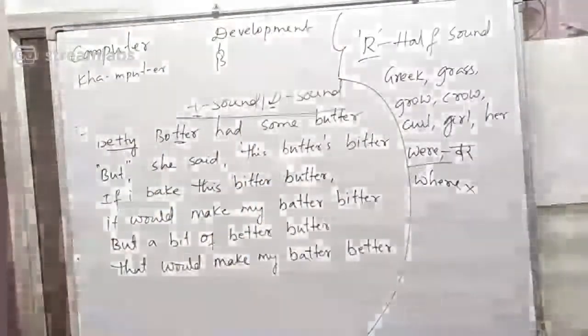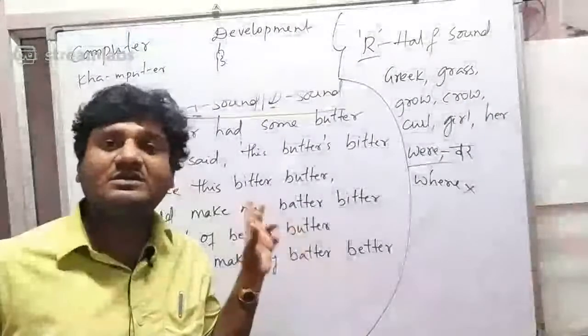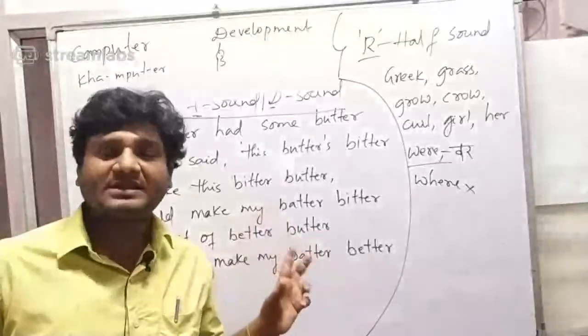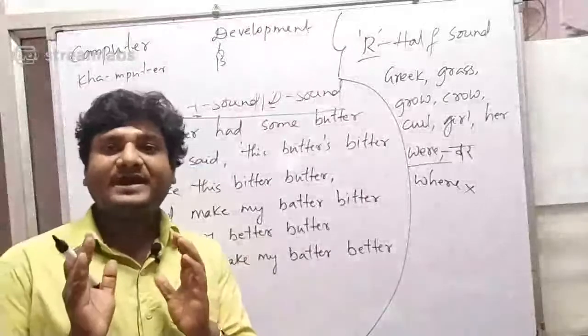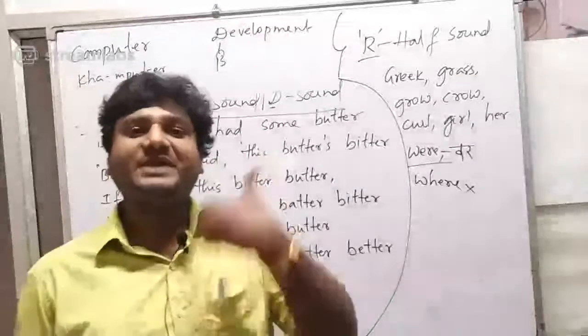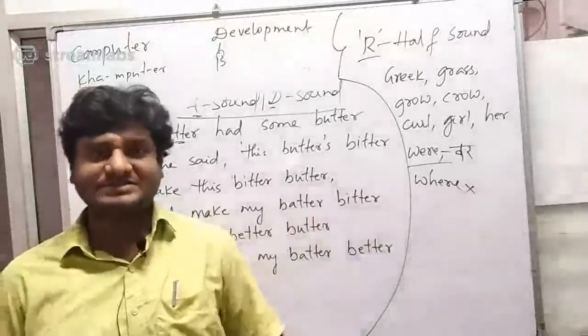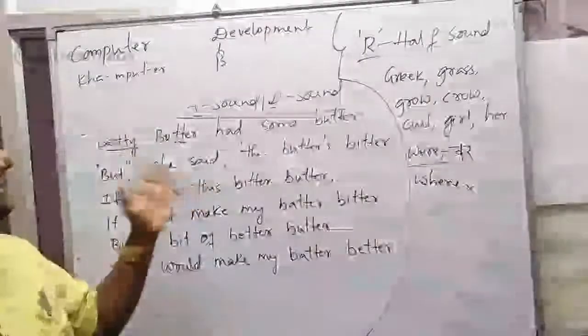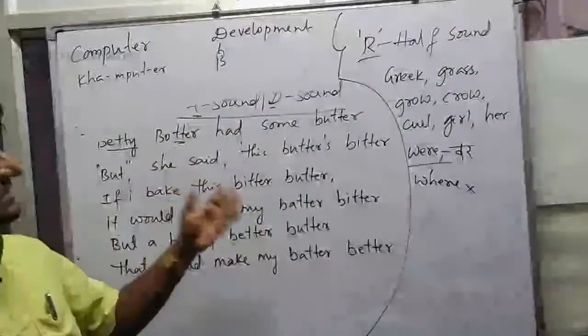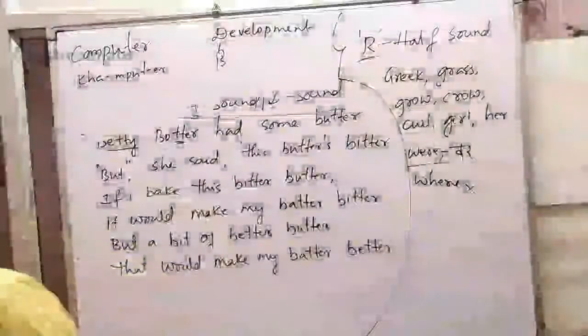Okay guys, in English we call these tongue twisters. What do you call them in English? Tongue twisters. When you get up in the morning, please try to practice yourself. You just have these words with you and then practice. How do you practice? Like this. Betty Butter had some butter, but she said this butter is bitter. In this way you can practice.